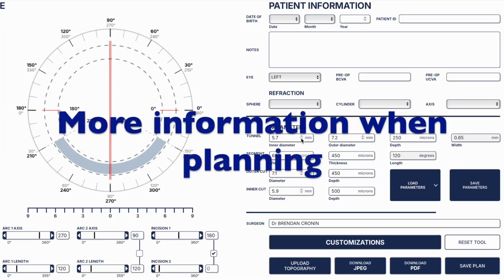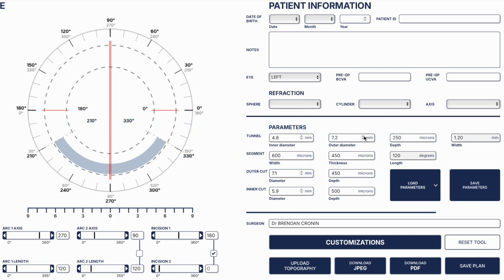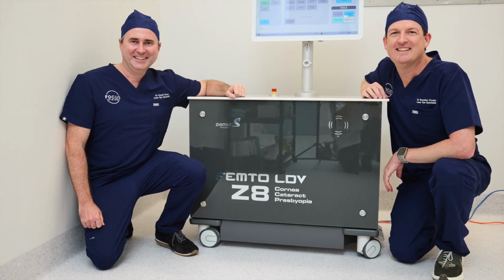More information when planning. The new webpage also gives you additional information when planning your procedure to make the process faster, easier, and safer. Your tunnel width is automatically calculated, as is your segment width and thickness, to ensure that you have an adequately proportioned tunnel for the size of the segment you are going to insert. For users of Zima lasers, the segment length in degrees is automatically calculated for you to make planning on the Z8 laser even easier.